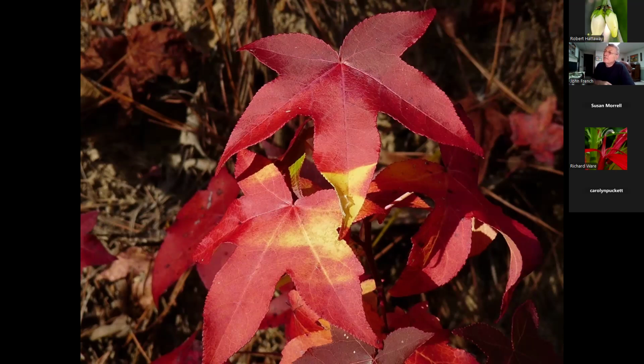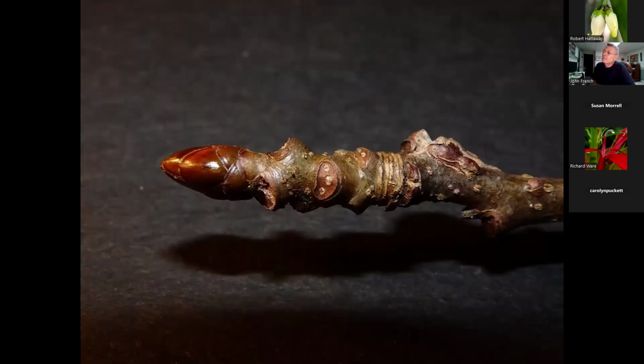Go to that twig picture, Richard. You can see the terminal bud, and then you can see two lateral scars, but they're not opposite. Those lateral scars are alternate. So what I'm getting at is you can see that the scars are alternate, which means the leaf arrangement was alternate.